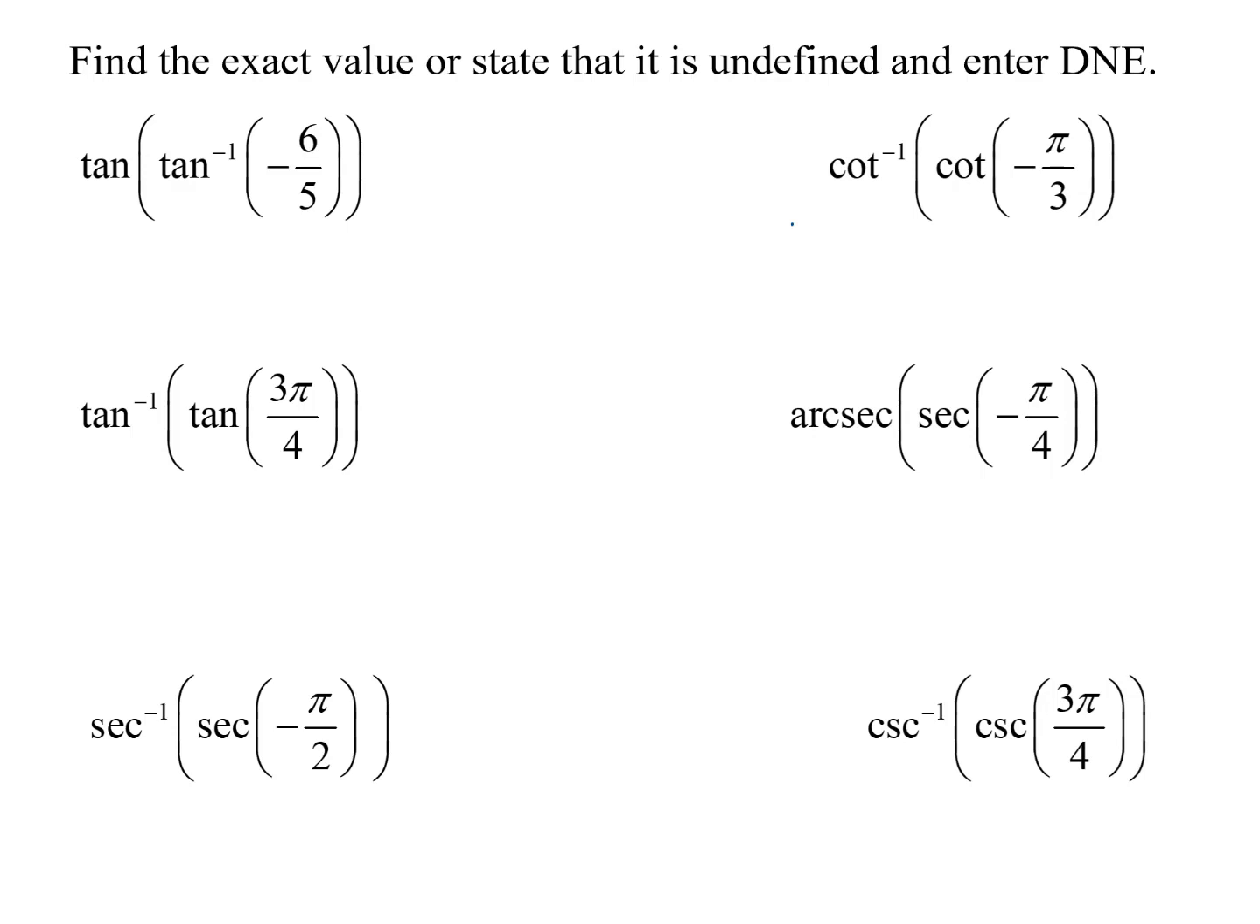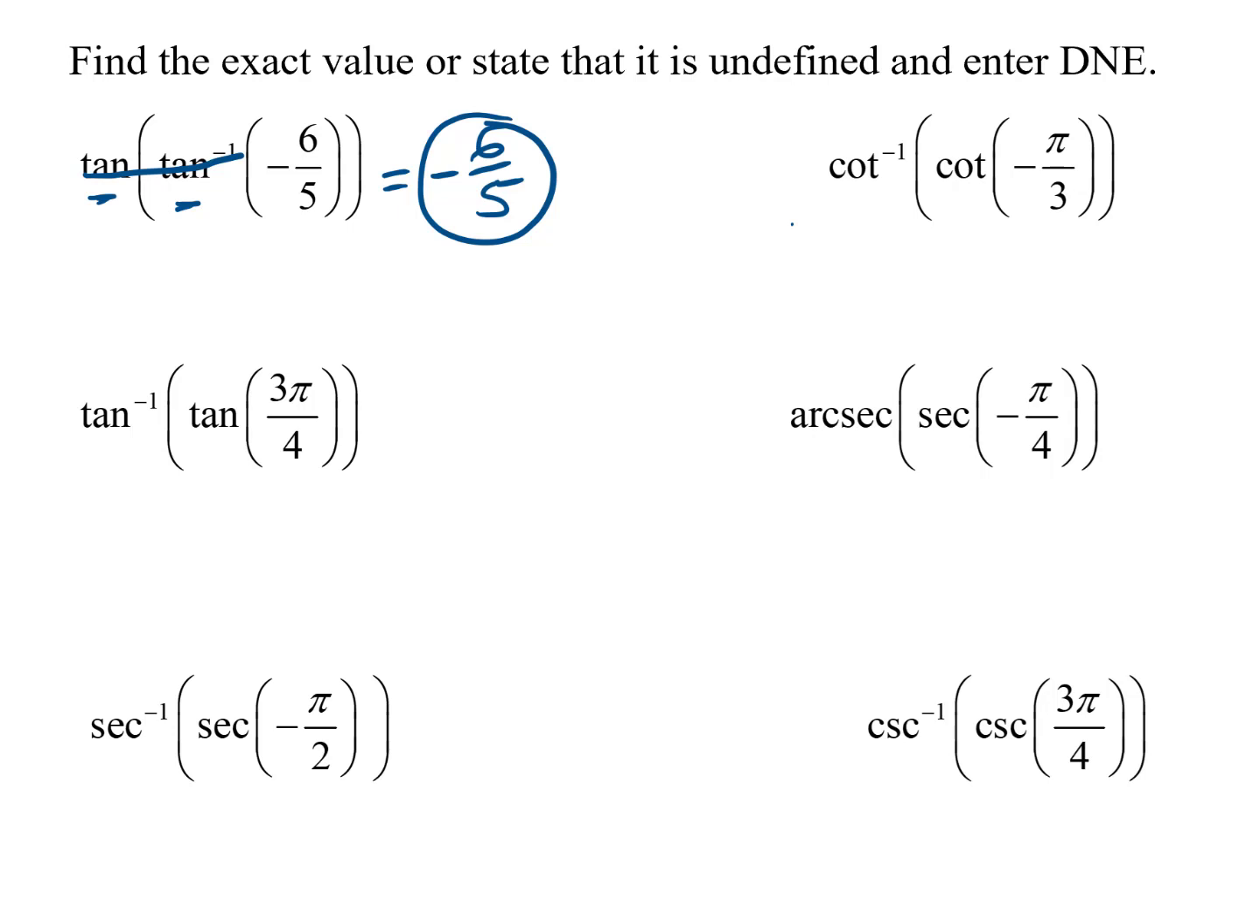Here we have trig functions and their inverse functions, in some order, one inside of another one. We want to see how we can find their exact value. Looking at this first one, we have the tangent of the inverse tangent of -6/5. When you have the trig function on the outside and the inverse on the inside, they will undo each other, and that's going to leave us just -6/5. If we drew a triangle and labeled it so that the tangent was -6/5 and then took the tangent there, we'd get -6/5.